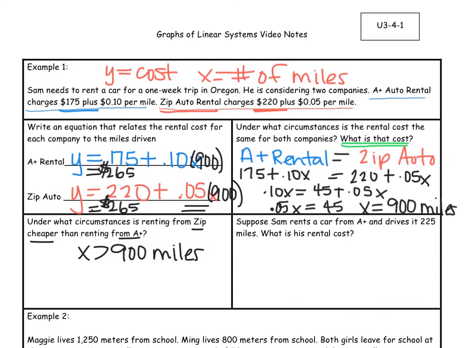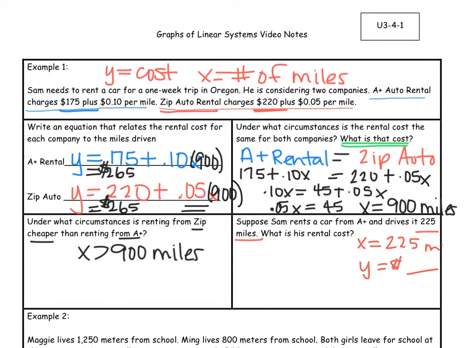So fourth part, suppose Sam rents a car from A Plus and drives it 225 miles. What is his rental cost? Okay, 225 miles, is that our x or our y? So go back up here, x is the number of miles. So when x equals 225 miles, we need to figure out what the cost is.